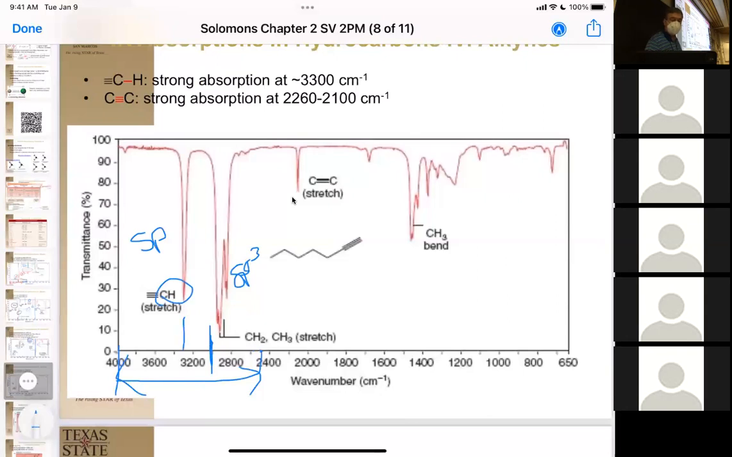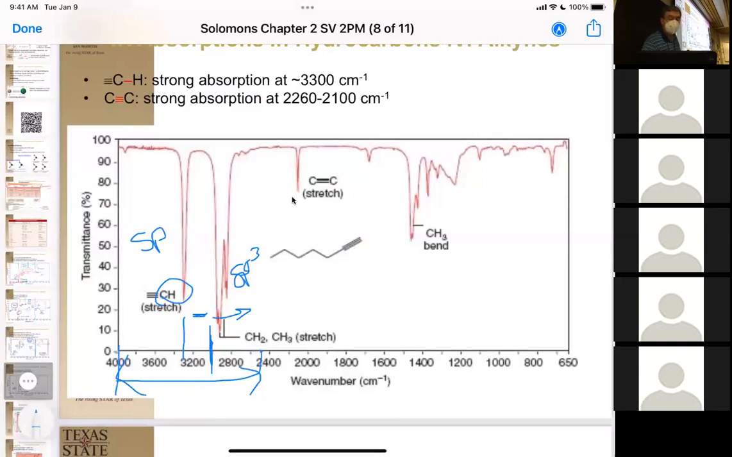3300 will be right here. So we've gone from below 3000, to 3000 to 3100 for the sp2, and now with the sp, we've gone to 3300. We've walked it down: more s character, higher energy. Okay, but what if we didn't have a hydrogen there and we still thought we had an alkyne?